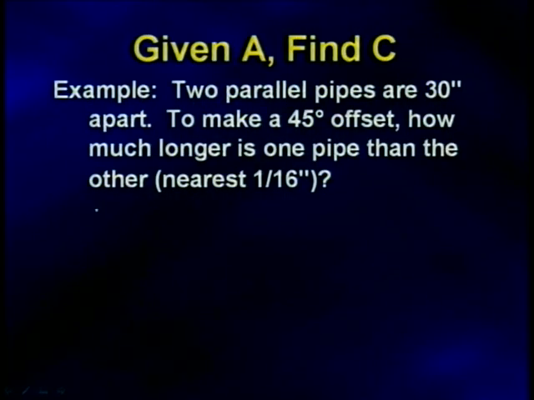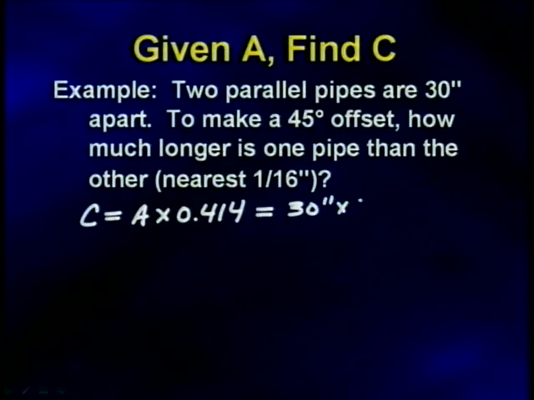So we know our formula is C equals A times 0.414. And we know that A is 30 inches. So we'll say that that's equal to 30 inches times 0.414. And that gives you 12.42 inches.